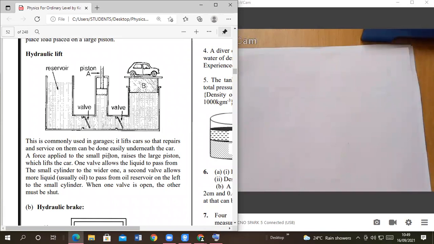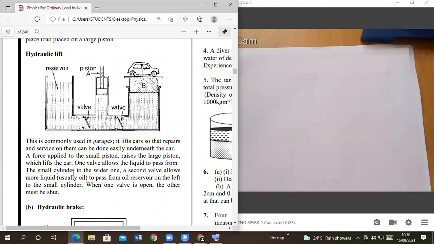The force that is applied on a smaller piston, so this is the smaller piston here. A smaller force applied on the smaller piston raises the large piston where the car is seated, which lifts the car. They're saying that one valve allows the liquid to pass. Okay, this valve here, they are talking about that. This valve allows the liquid to pass into this other chamber where we have the smaller piston, A. So this valve here allows the liquid to enter.